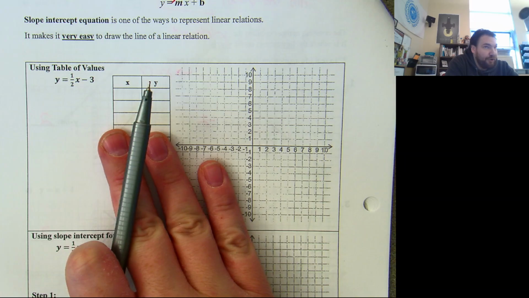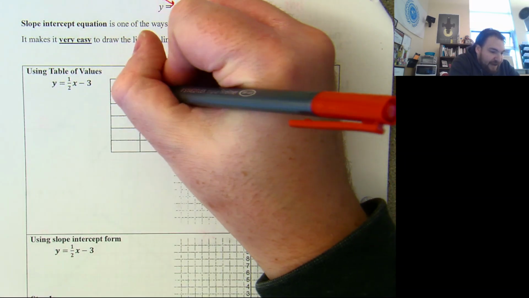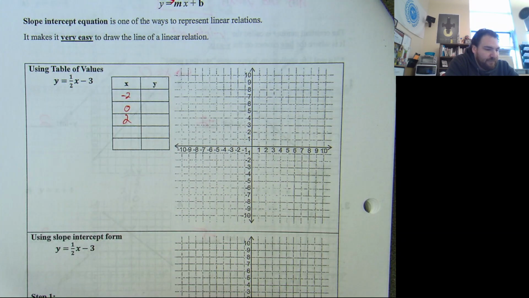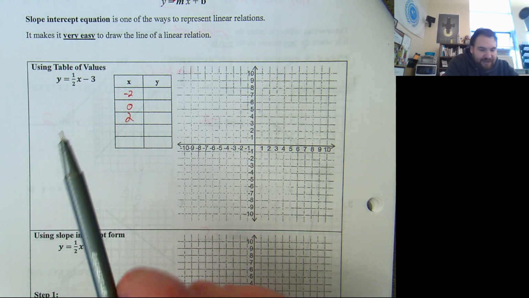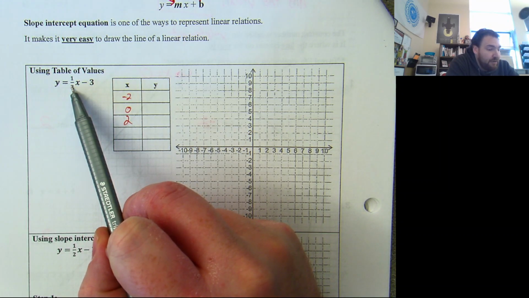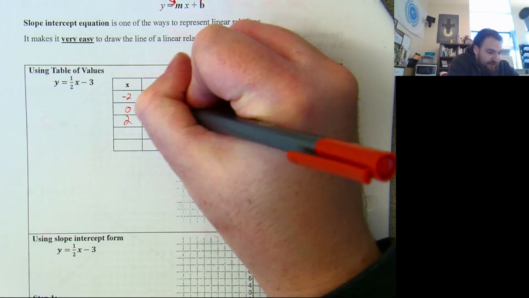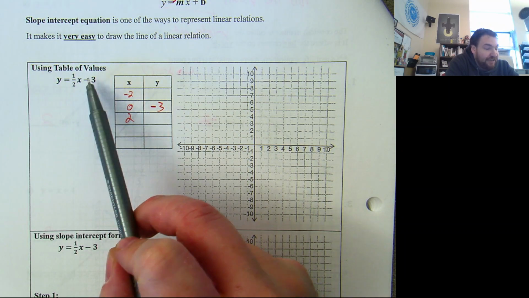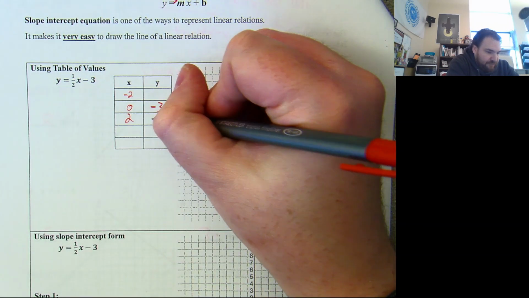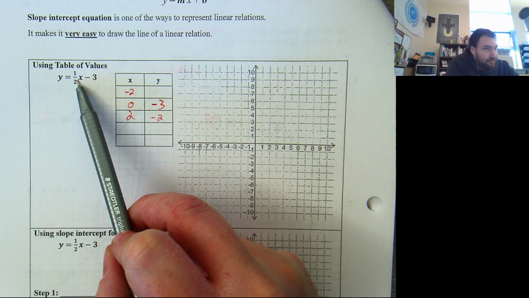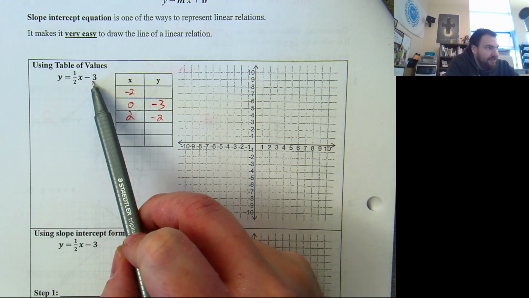We're going to do a table of values here real quick. I want to pick values of -2, 0, and 2, because that's my denominator here. Because I know we're running out of time, if I plug these values in, if I plug 0 in here, 0 times a half is 0, and then -3 gives us -3. If I plug 2 in here, half of 2 is 1, and 1 minus 3 is -2. And if I plug -2 in here, half of -2 is -1, and then -1 minus 3 is -4.